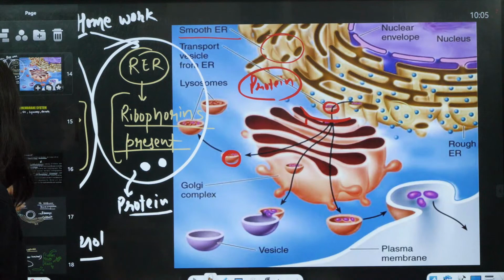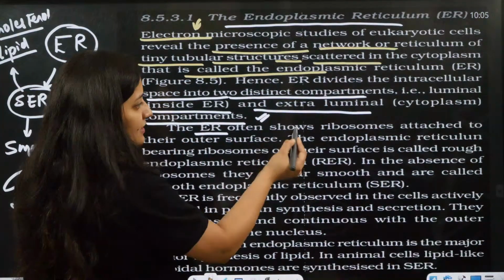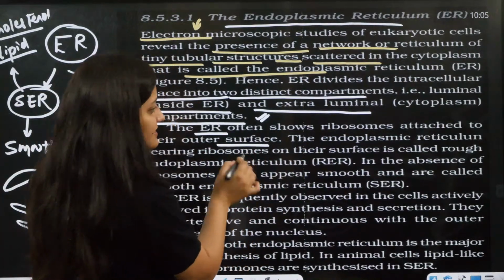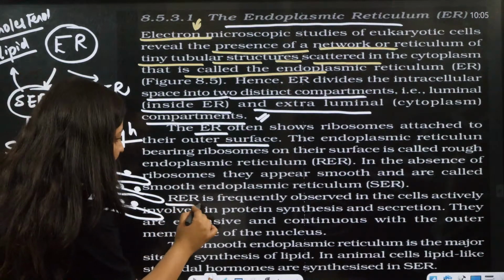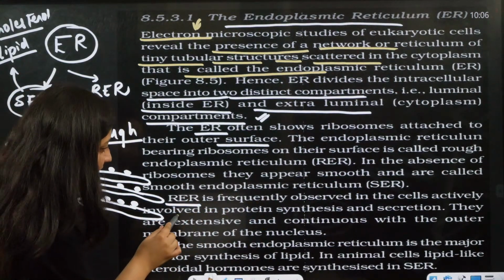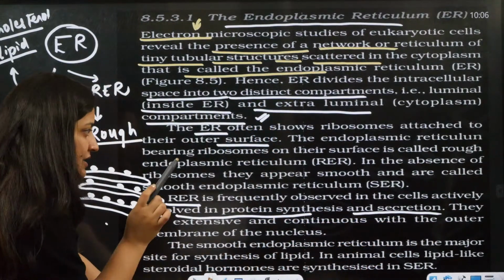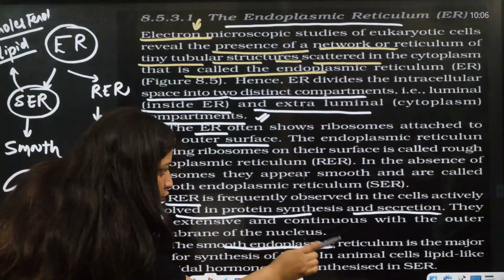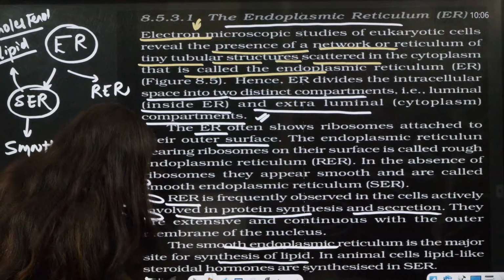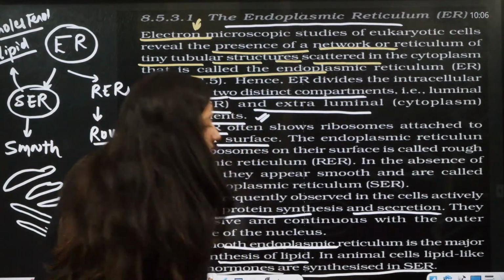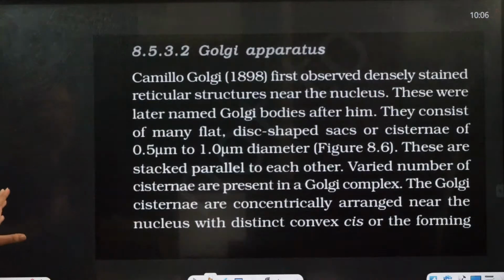Right? Okay. So now let's have a look here. Here you can see the endoplasmic reticulum. Ribosomes are there, so obviously it is rough ER. If they are not there, it is SER. RER is frequently observed in the cells actively involved in protein synthesis and secretion. And when it comes to the smooth endoplasmic reticulum, what will they do? Synthesis of lipid. So lipids like steroidal hormones are synthesized in SER. A very important function.